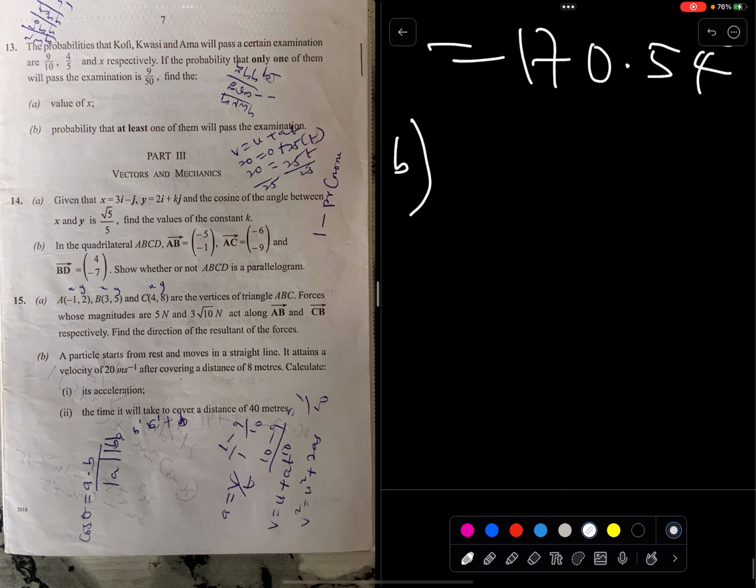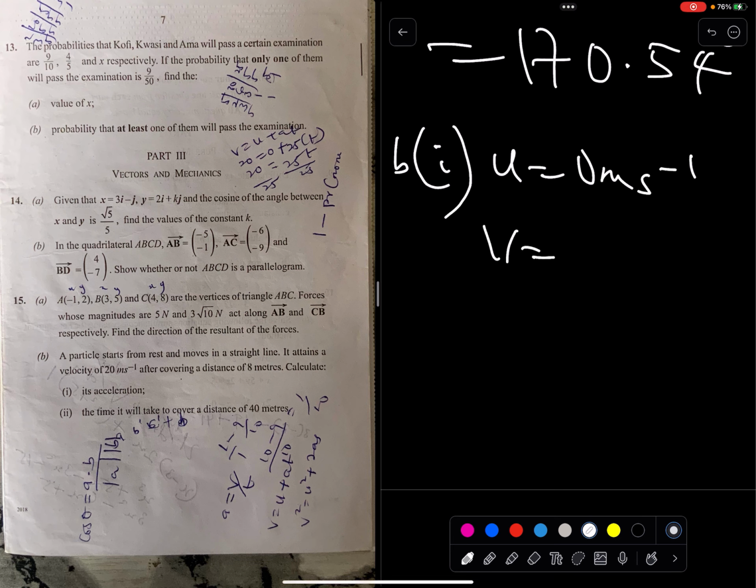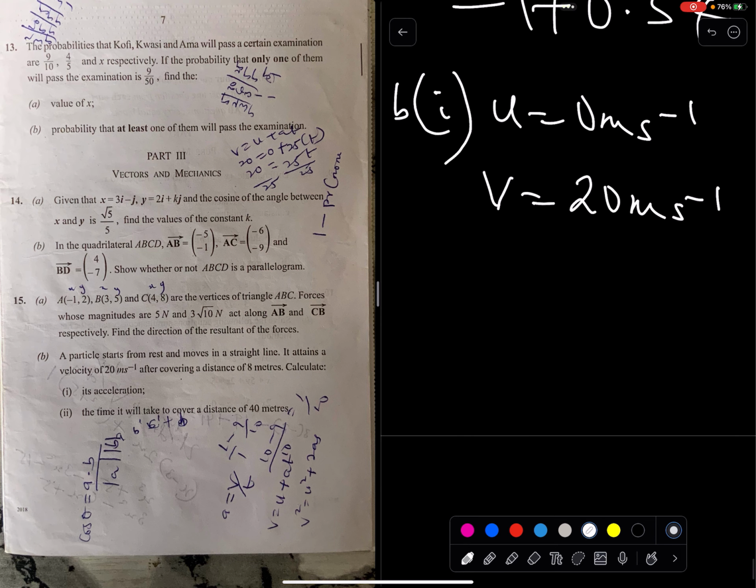Let's take the second one, which is B. A particle starts from rest and moves in a straight line. It attains a velocity of 20 meters per second after covering a distance of 8 meters. Calculate, Roman figure 1, its acceleration. This is a piece of cake. u is 0 meters per second, v is 20 meters per second. This is a piece of cake, especially to physics students, and that's a bonus to them.